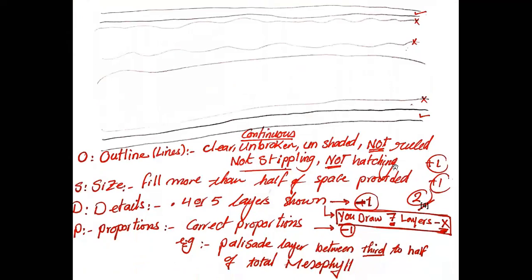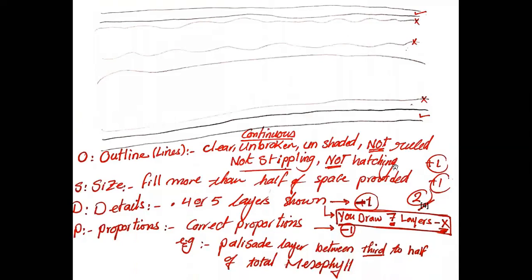O is for the outline, S is size, D is the detail. Detail may be only one, and in some cases it may be more than one. More than one means maybe 1, 2, or even more, and even one criterion may need more than one single detail together in order to take the mark.